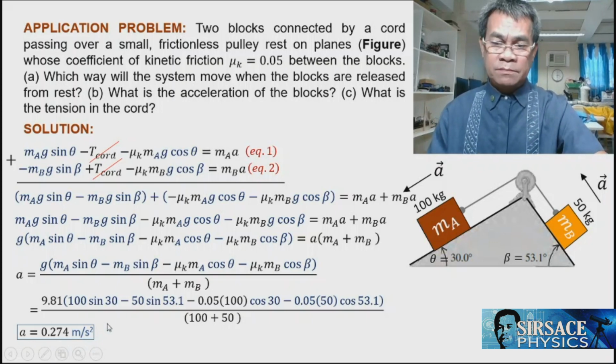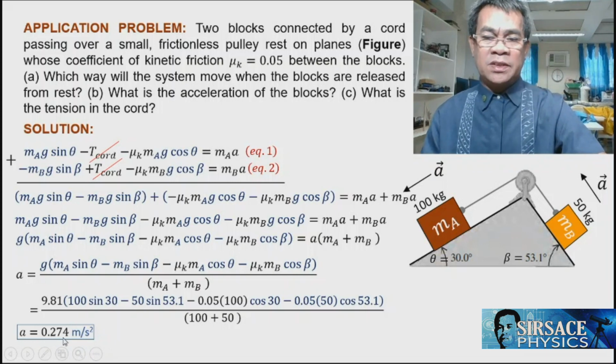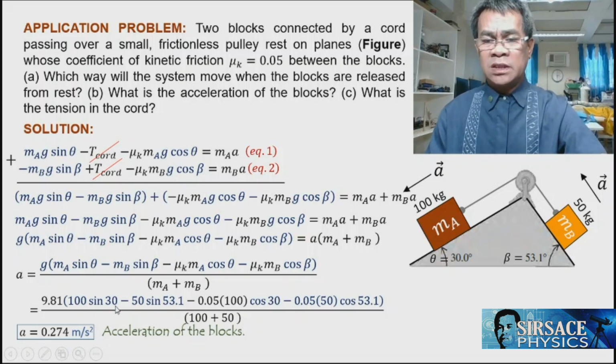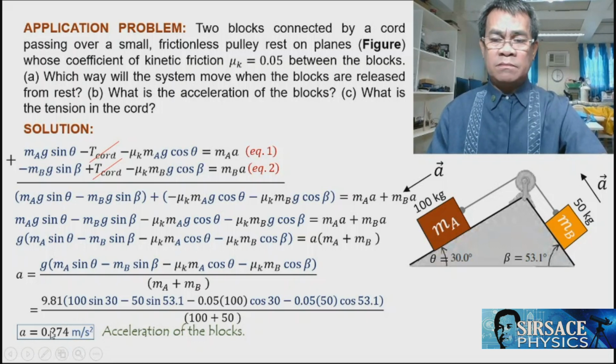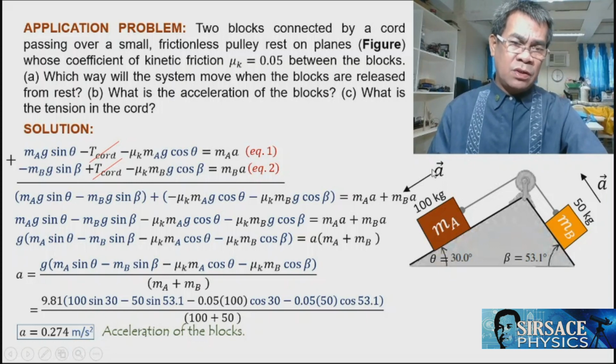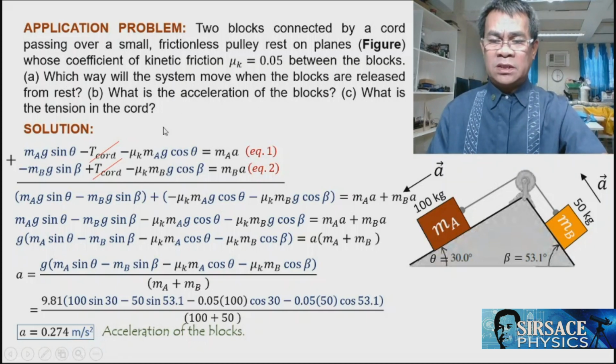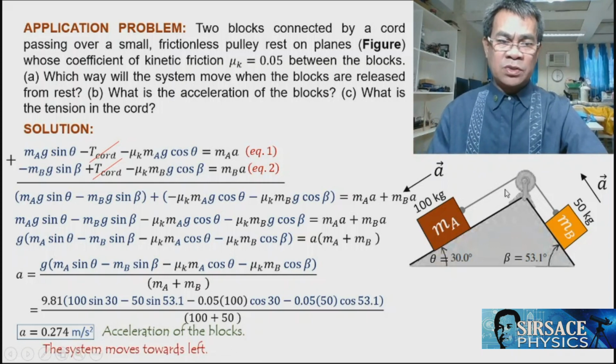So look at the result. The result provides a positive answer. What does it mean? This is the acceleration of the blocks. But what is the meaning of this positive? Because there are cases that this will become negative. Positive means our assumption that the block moves downward is correct, meaning the system moves towards the left. So to answer letter A, which way will the block move when it is released? The answer is the system moves towards the left side, and our assumption is correct.